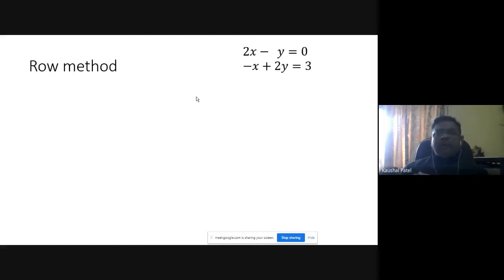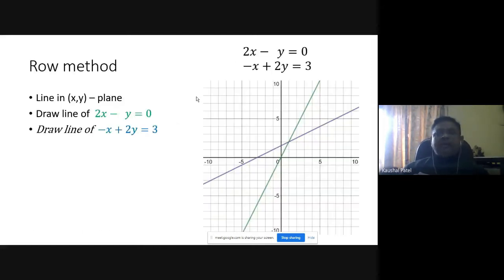For the row method, we take 2x minus y equal to 0. It is in a Cartesian coordinate plane. We can draw the line of 2x minus y equal to 0. This green line represents 2x minus y equal to 0. Draw the line of x minus 2y equal to 3. The intersection point gives the solution, so the point of intersection gives the solution.